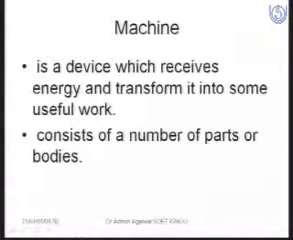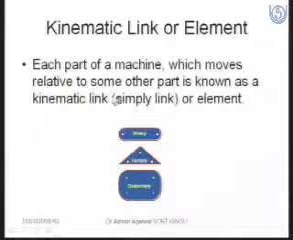Now we come to the basic definition of the machine: it is basically a device which receives energy and transforms it into some useful work. Why did we say useful work? Because there must be some usefulness of this work for human beings, and it consists of a number of parts. It is not necessary that there is only one part. It may be composed of different parts. That is the basic definition of a machine.